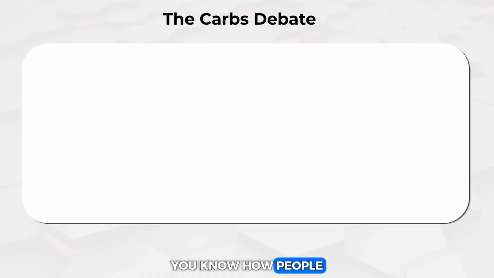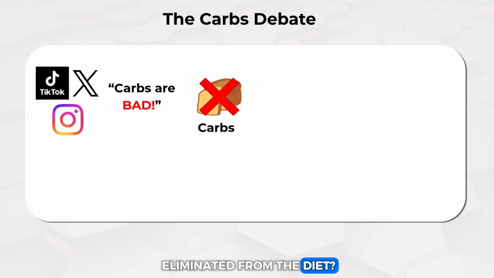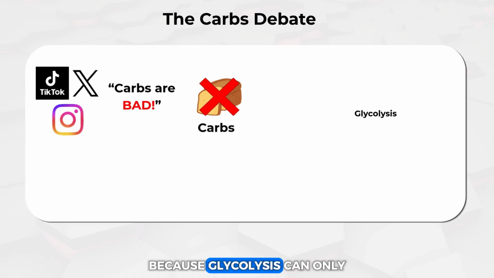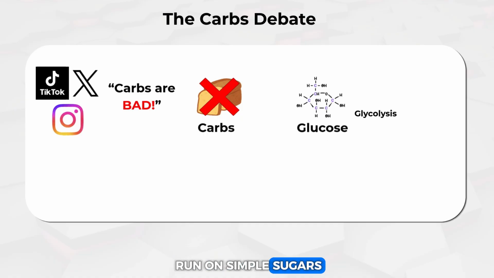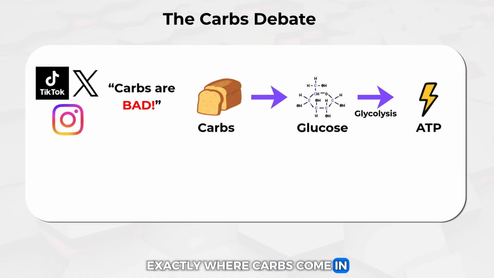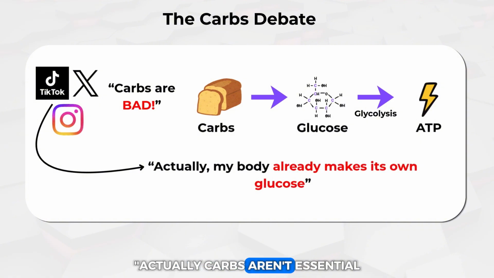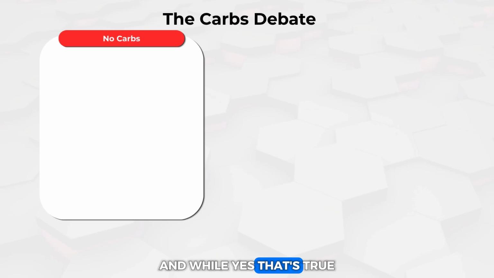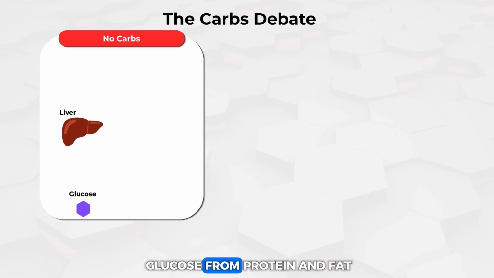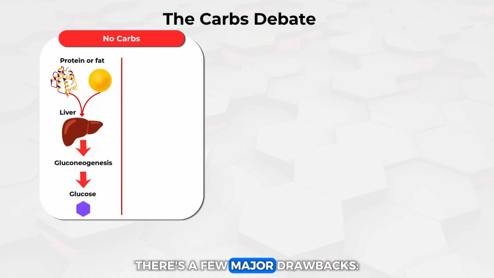You know how people will argue that carbs are the enemy and need to be eliminated from the diet? Well, glycolysis is the exact reason that isn't true. Because glycolysis can only run on simple sugars, your body needs a stable source of them, exactly where carbs come in. But this is where people usually push back with, actually, carbs aren't essential because my body can make its own glucose. And while, yes, that's true, your liver can build glucose from protein and fat through a process called gluconeogenesis, there's a few major drawbacks.